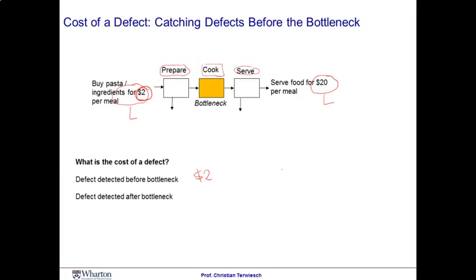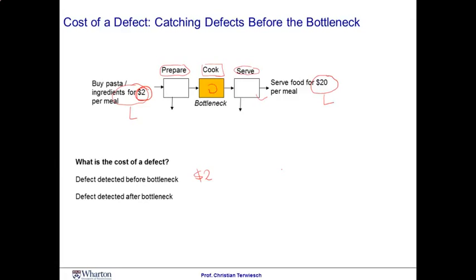If, however, the chef has already spent all the time preparing the meal, and the defect happens as we're serving the food to the customer, so say the server is dropping the pasta on the floor, we have to go back to our scarce resource and go back to the bottleneck.